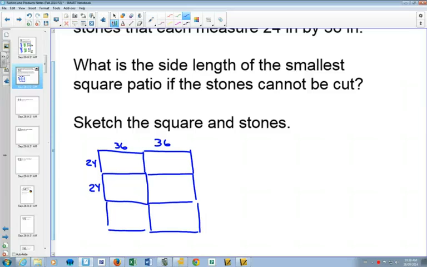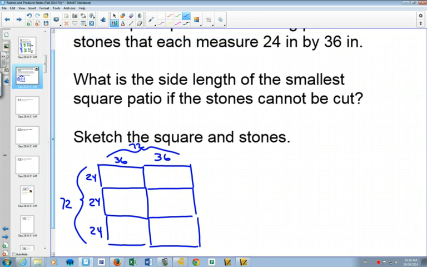And if I had drawn it to scale to begin with, that would be a perfect square. Because 24 plus 24 plus 24 is 72. And 36 plus 36 is 72. Now again, this didn't take too long drawing it out to figure out what is the side length of the smallest square patio. And since we're dealing in inches, wouldn't be a very big patio, would be 72 inches.